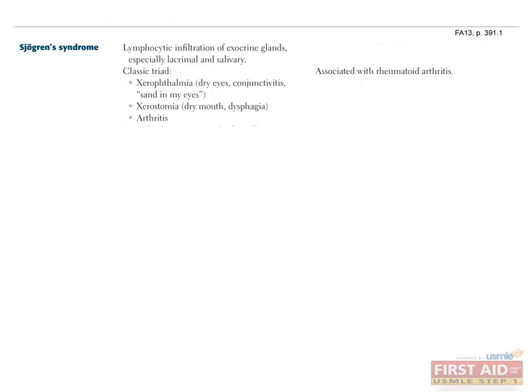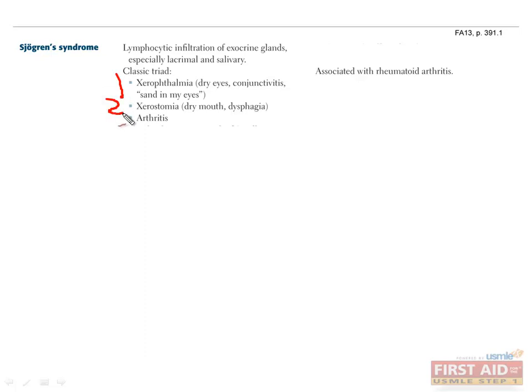Patients with autoimmune diseases will often have multiple autoimmune diseases at the same time, and one of the most classic pairings in patients with rheumatoid arthritis is Sjogren's syndrome. Classically, there's a triad of 3 symptoms that are seen. Xerophthalmia, which refers to dry eyes, might present with patients saying the sensation of sand in their eyes, namely because they're not producing tears effectively.